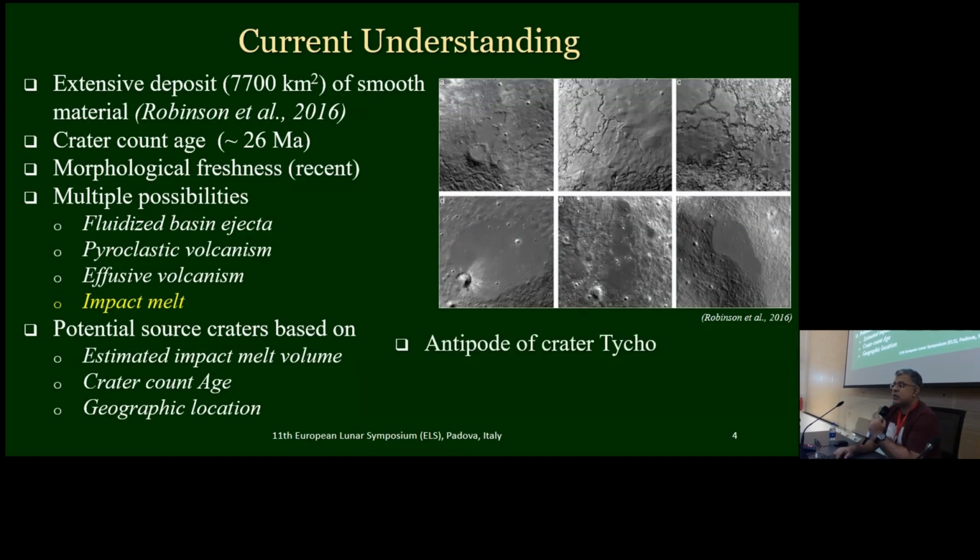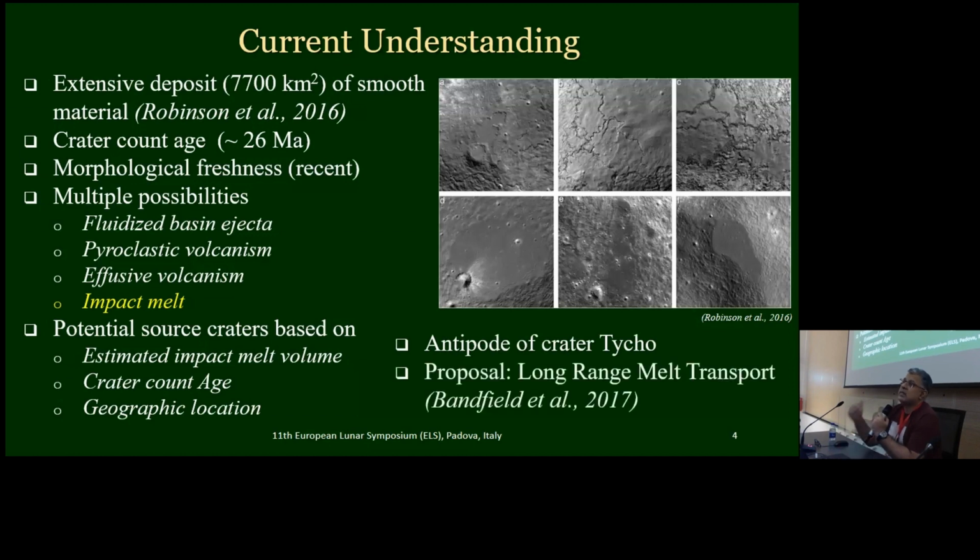Another interesting aspect of this is that these deposits are located at the antipode of Tycho crater. And so there has been a proposal that these deposits represent melt that was transported from Tycho all the way to the backside of the moon and deposited there.